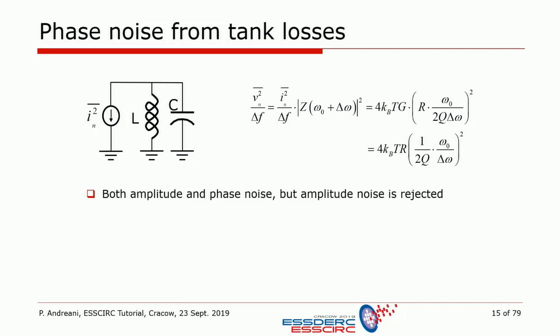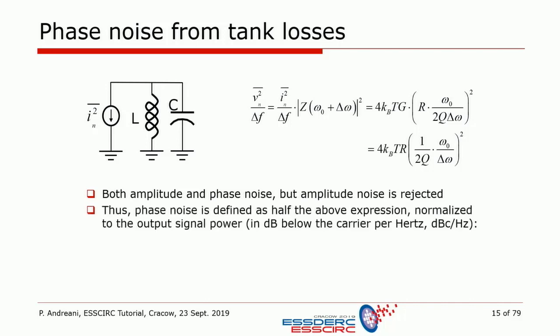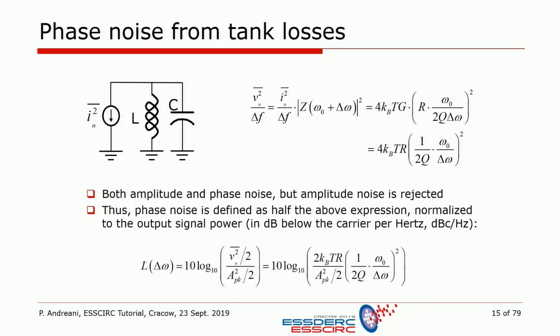Basically, if you have a steady state oscillator and you disturb the amplitude with some noise impulse, after a few or many oscillation cycles, depending on the quality factor of the tank, the oscillator will recover the nominal amplitude. So half of the noise is actually rejected by the oscillator itself, so that the actual phase noise is just half of this expression that you see above, divided by the power of the carrier.